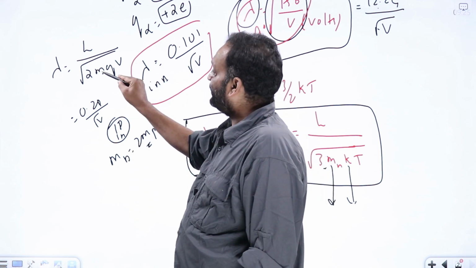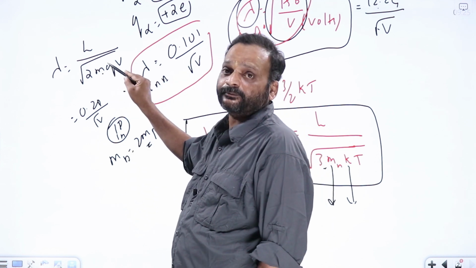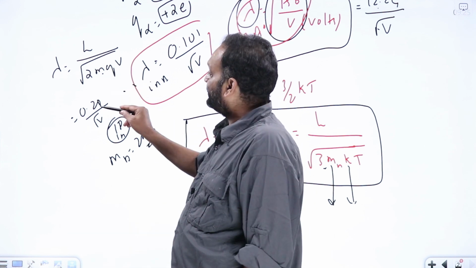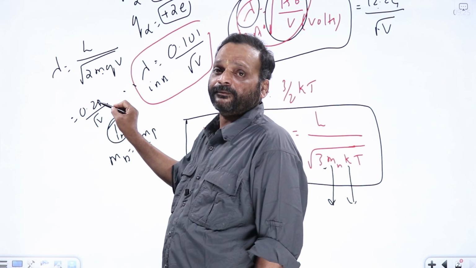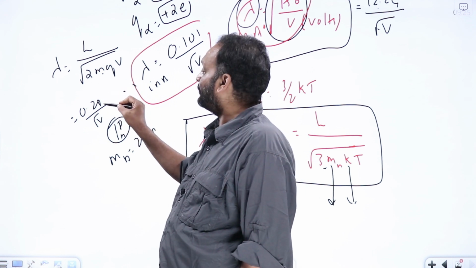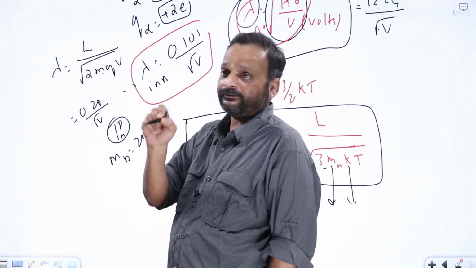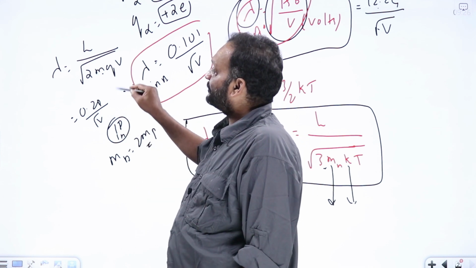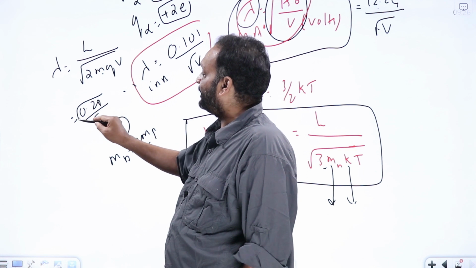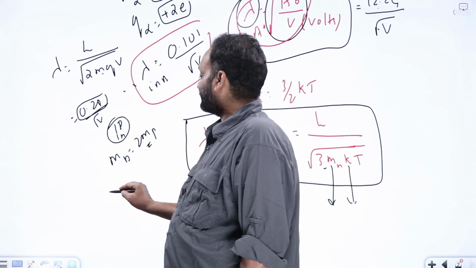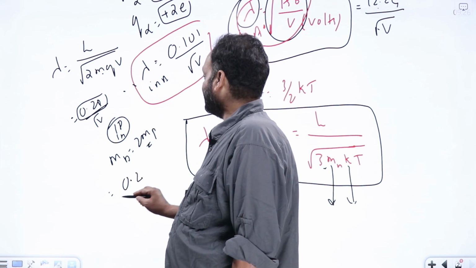Means here, instead of mp, I should put 2mp. Means one more root 2 factor will come. Okay, means 0.28 divided by 0.14. Okay, what is root 2? Root 2 is 1.414. 1 by root 2 is 0.707. Means we should multiply this 0.28 with 0.707. That will come to around 0.2 approximately, right?